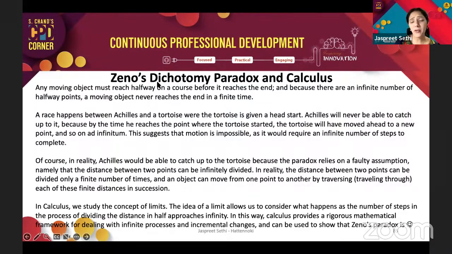So Zeno's paradox is something I wanted to discuss, which is a beautiful one, but maybe if not today, I will be happy to take this up in my other sessions with all of you.